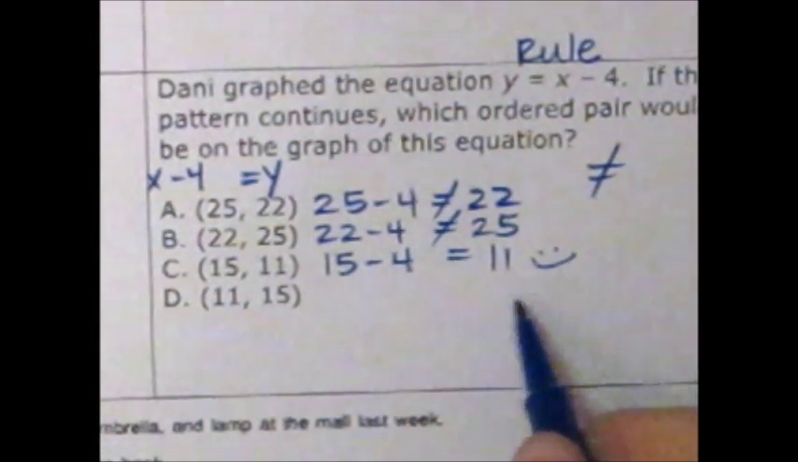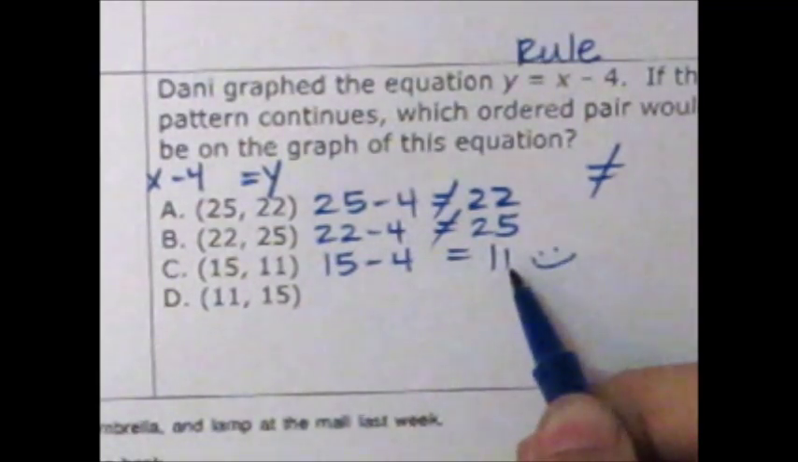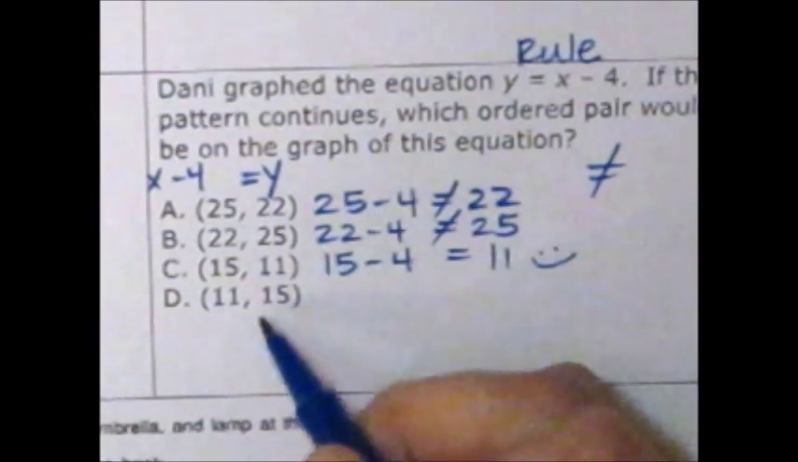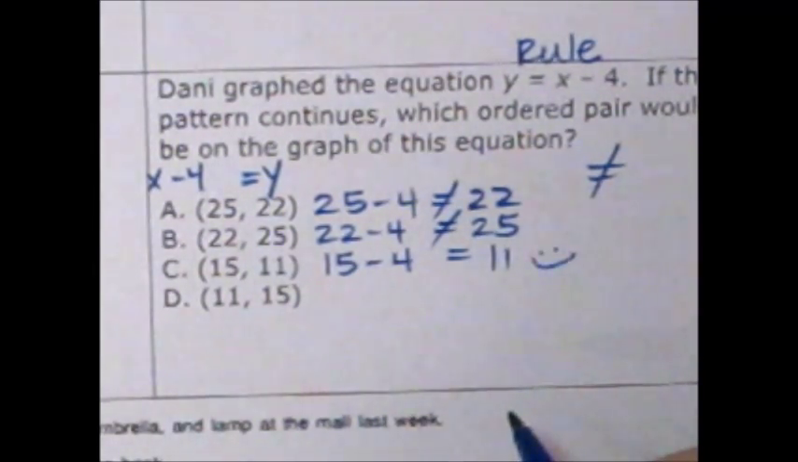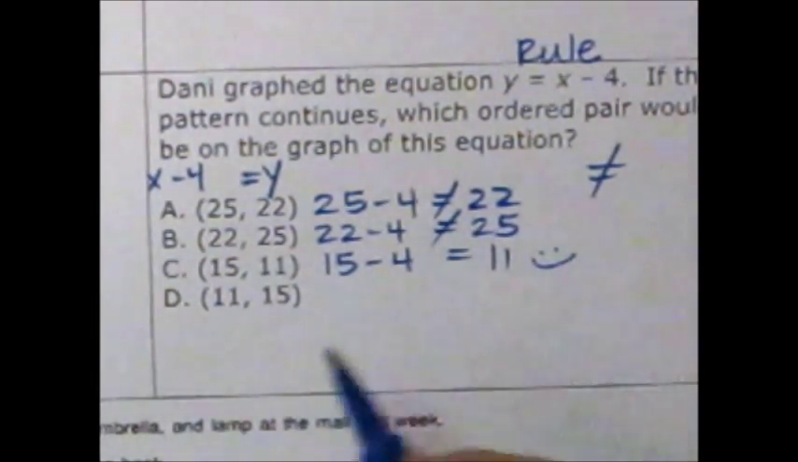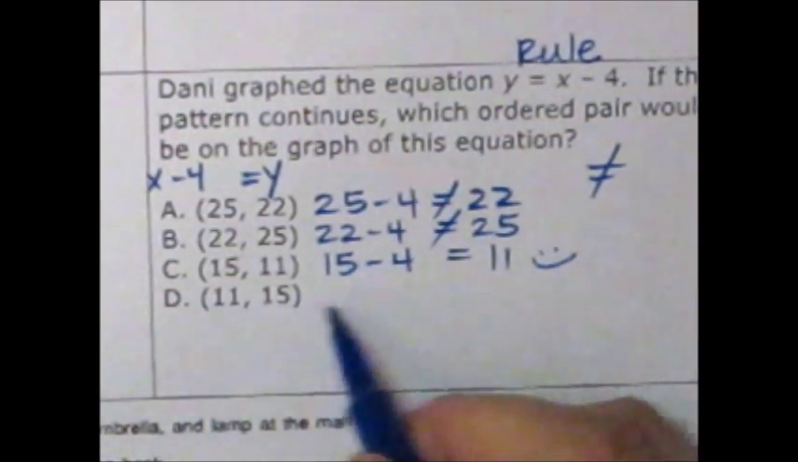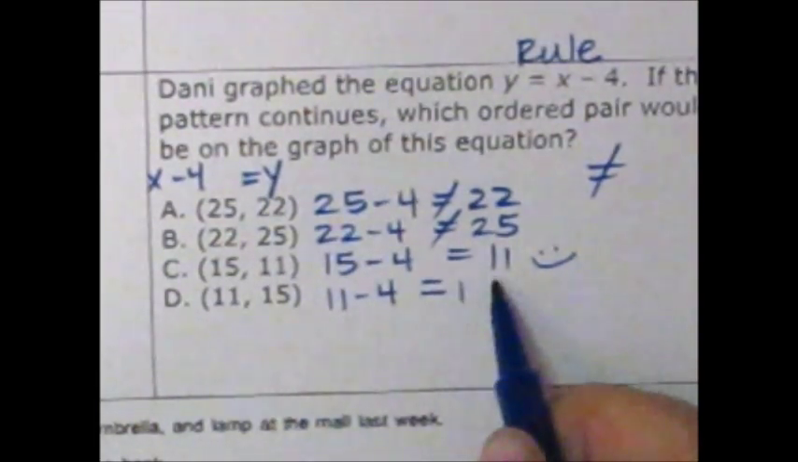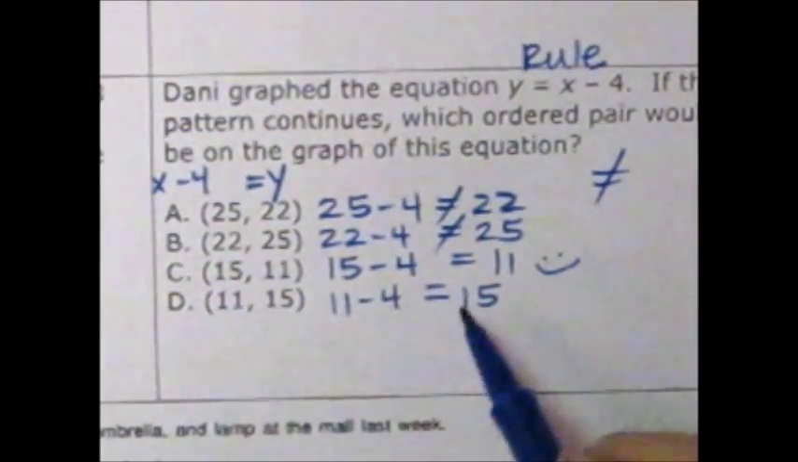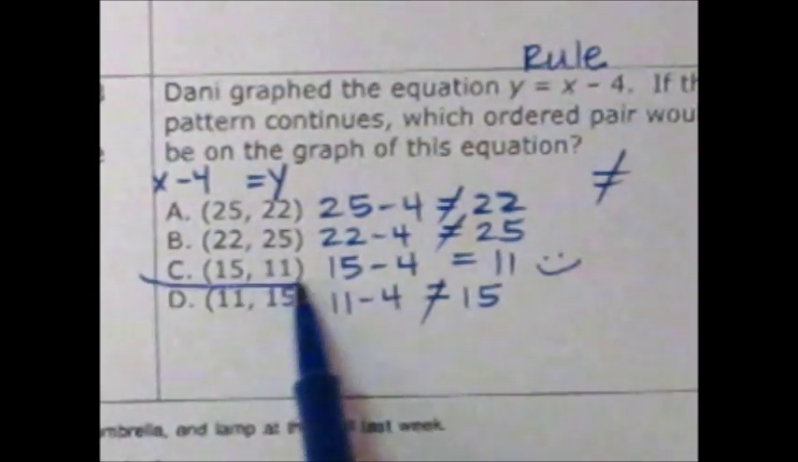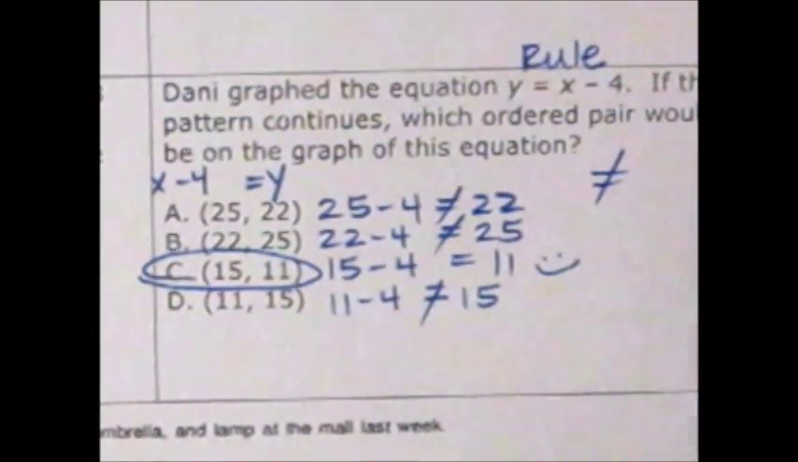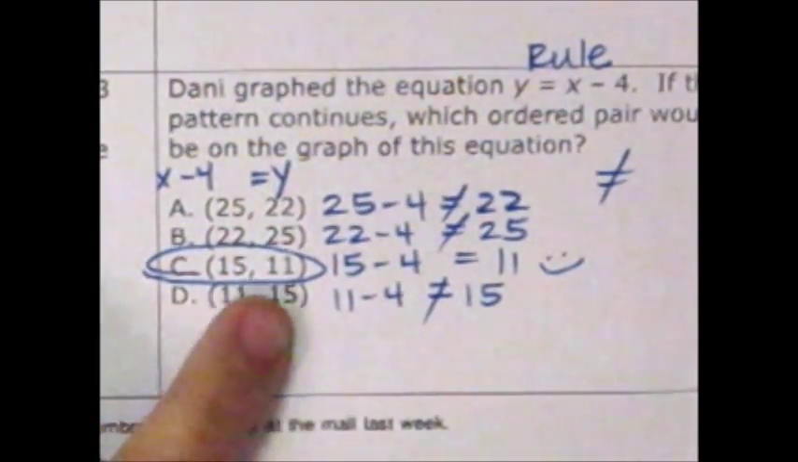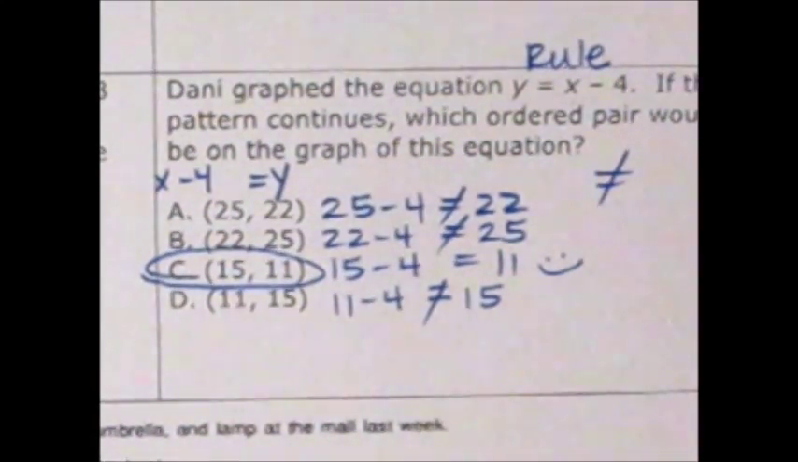And that's what I want you guys to get into the habit of. Just because you find that first answer, you shouldn't be 100% sure. Try to prove the other ones wrong before you go and answer that one in your bubble sheet. Okay, so then 11 minus 4, go back to the rule, equals 15? No, it would be plus 4, right? So that one isn't. So then that's where you are 100% certain that your answer is C. 15, 11 as your ordered pair is what's following the rule y equals x minus 4.